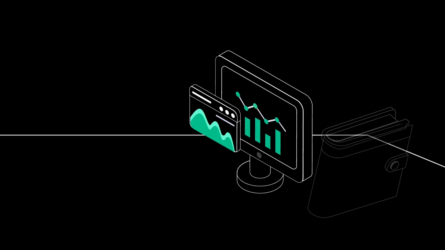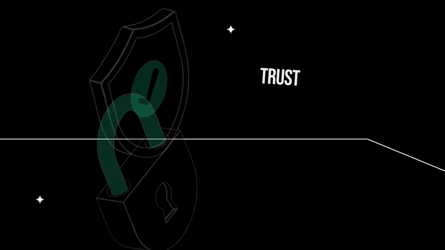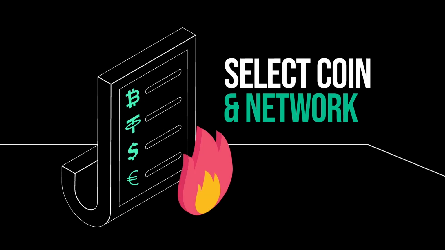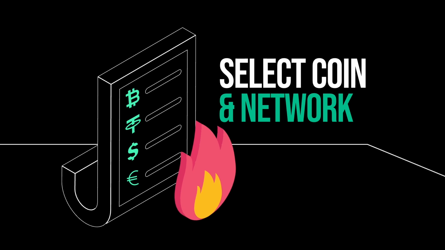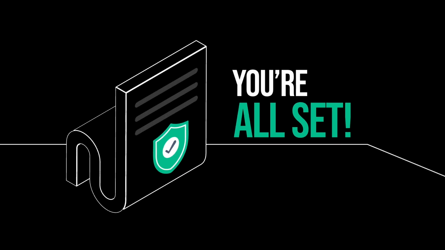You've made your profits, or maybe it's just time to move some funds. Either way, withdrawing from your account should be fast, simple, and secure. At Coinlocally, we make sure every withdrawal is processed safely with full control in your hands. In this short guide, we'll walk you through the steps, from choosing the right coin and network, to confirming your address and security codes. Let's show you how to make your withdrawal the right way.